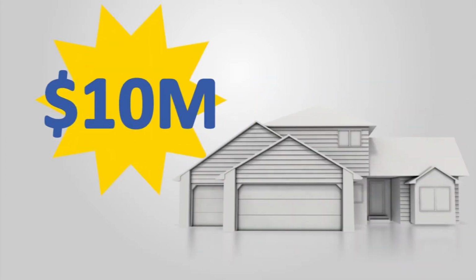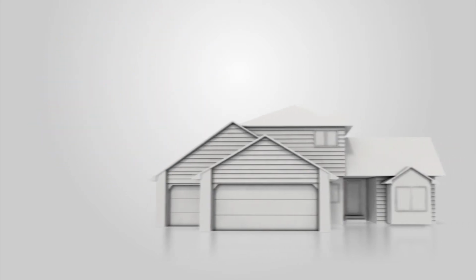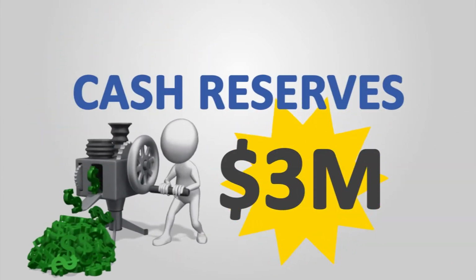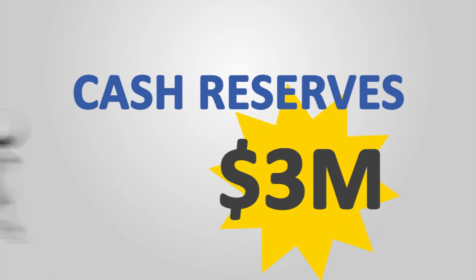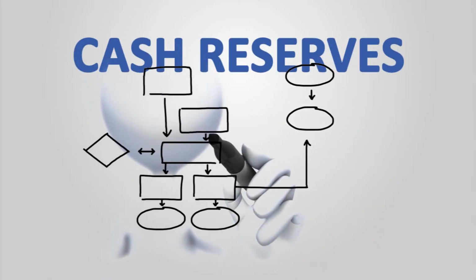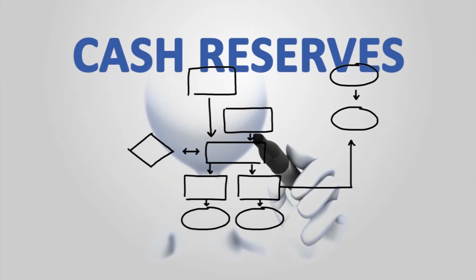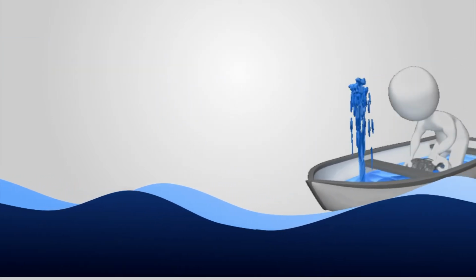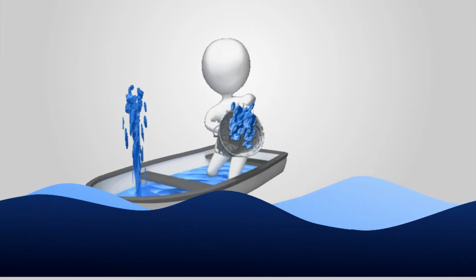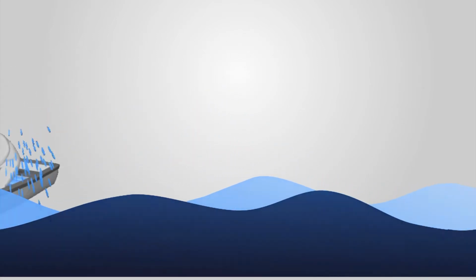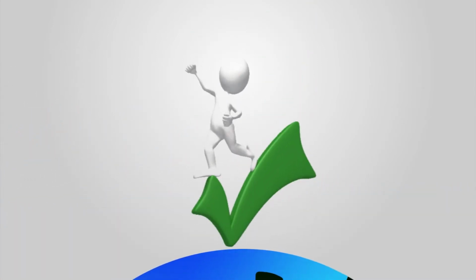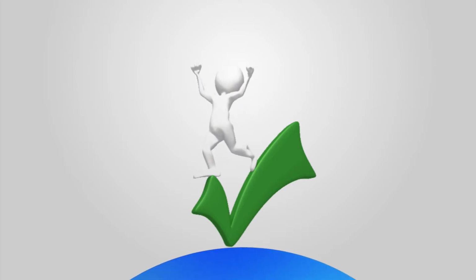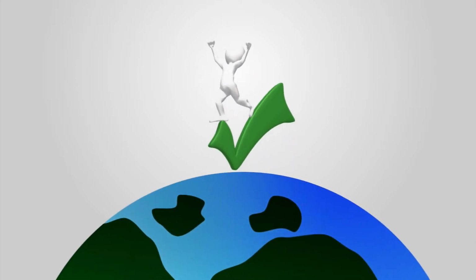Now, imagine if you had $10 million in property. If all of the above were the same, you would have cash reserves of $3 million. It is these cash reserves, if managed correctly, which make all the difference. I must warn you, if they're not managed correctly, you will be up the creek without a paddle. However, if managed correctly, you'll be up the creek with an outboard motor without a care in the world.